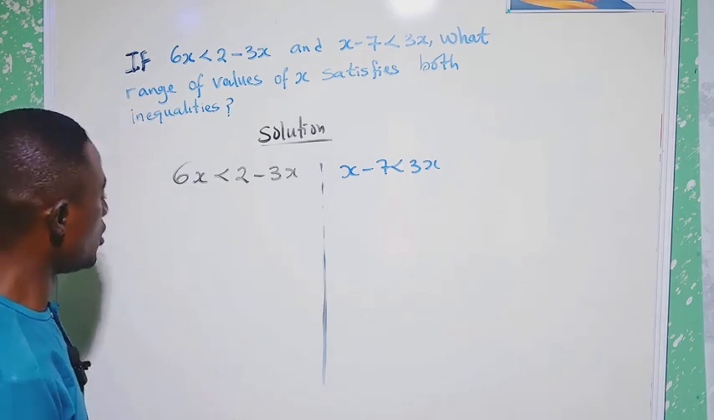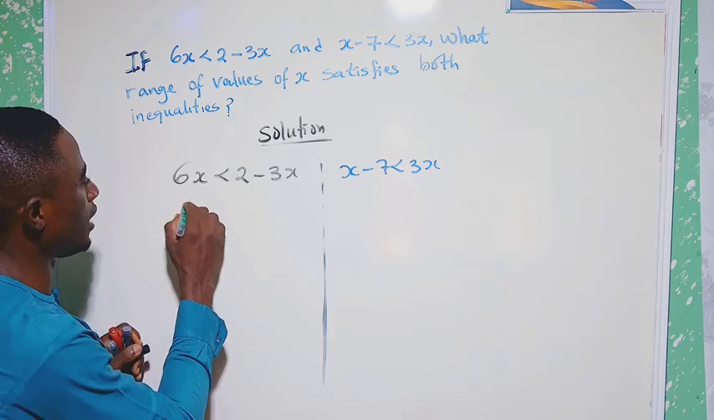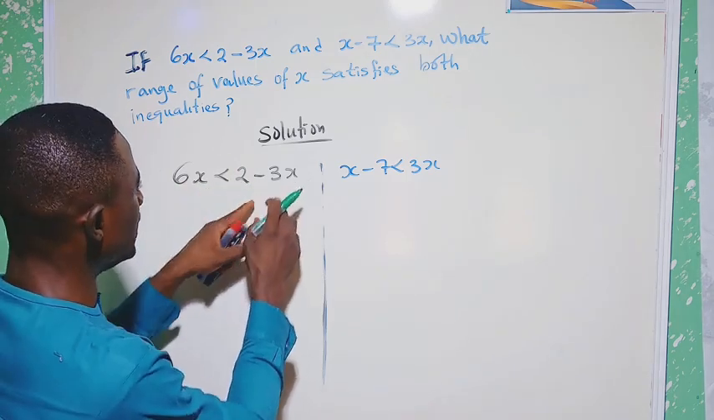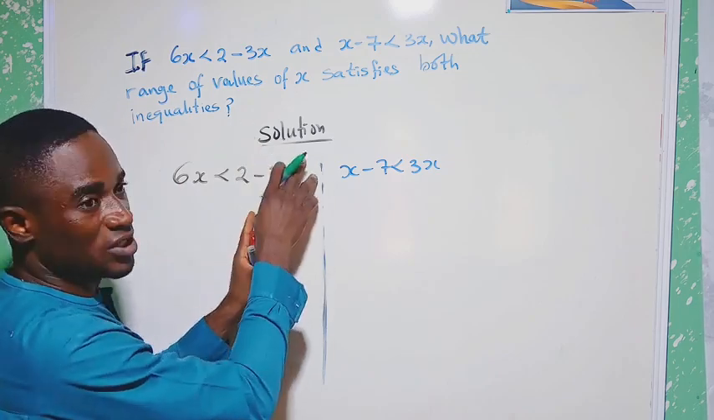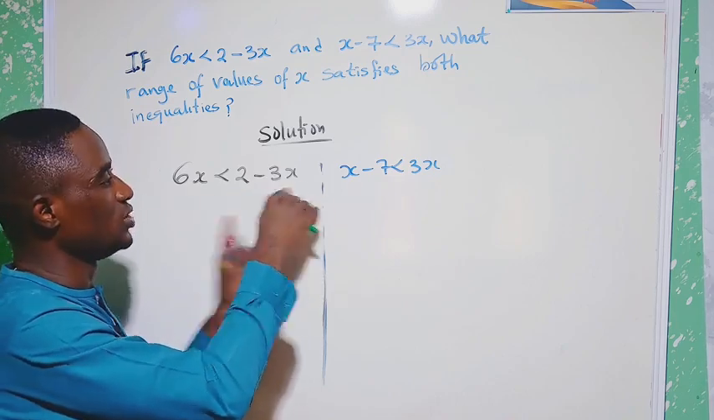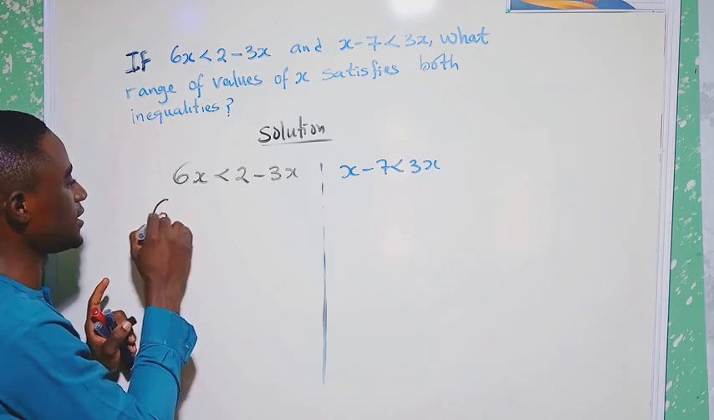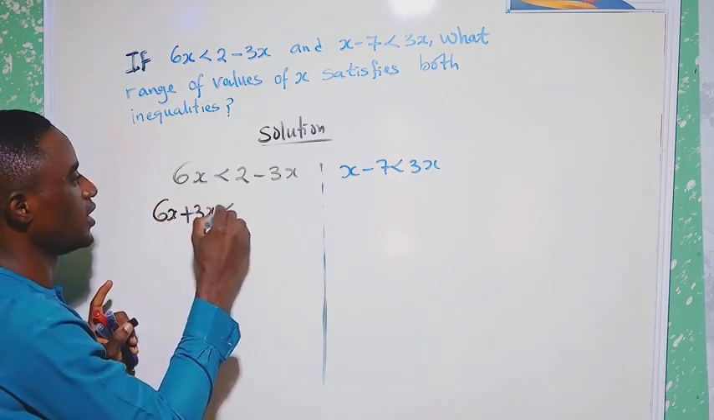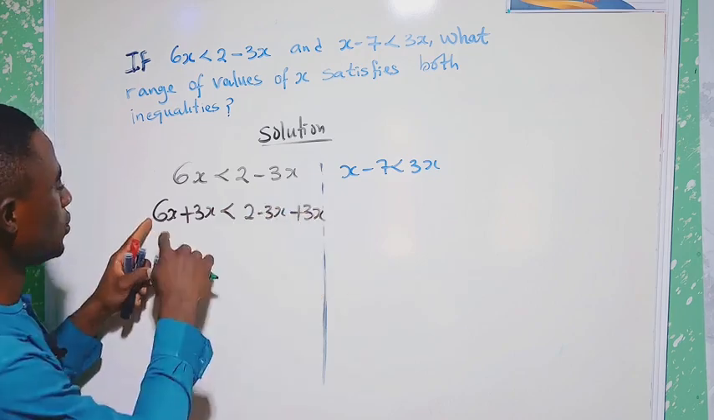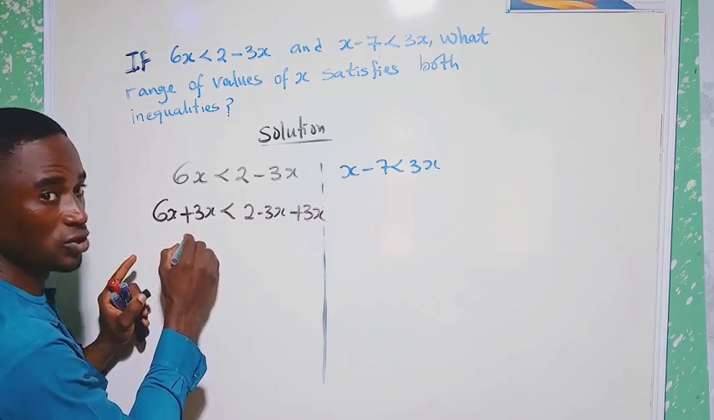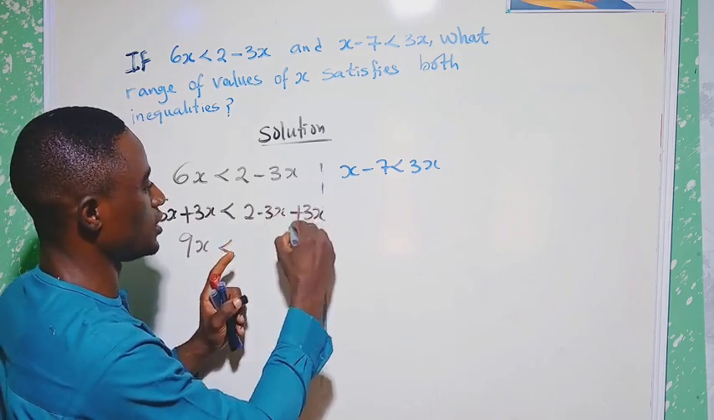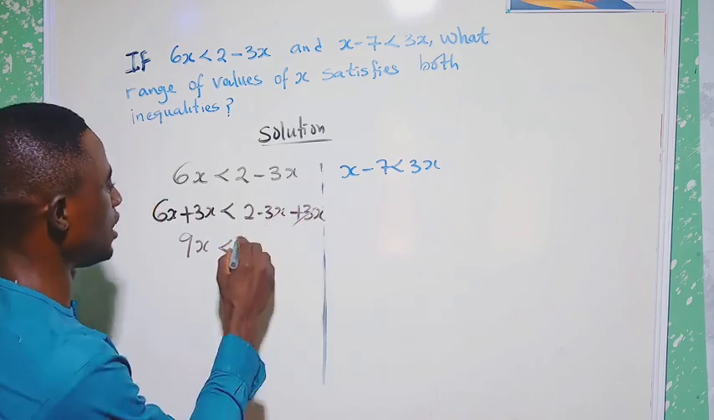Now, let's look at this. I have 6x less than 2 minus 3x. If I want to get rid of the minus 3x, I can add positive 3x to both sides. That is, 6x plus 3x less than 2 minus 3x plus 3x. So 6x plus 3x gives us 9x less than 2, because minus 3x plus 3x cancel one another.